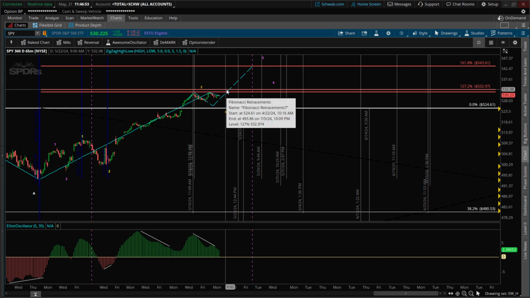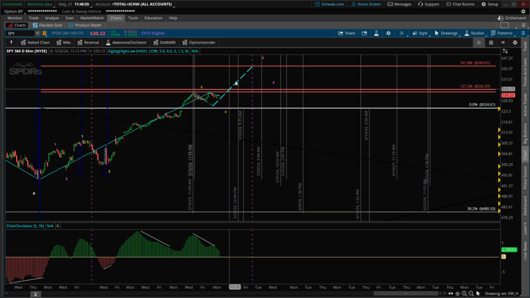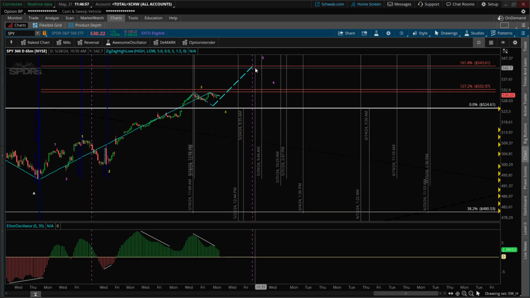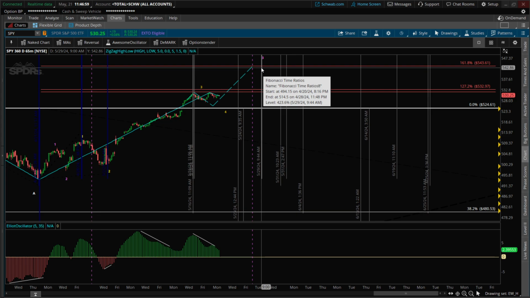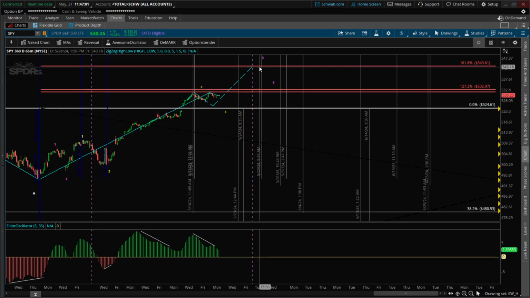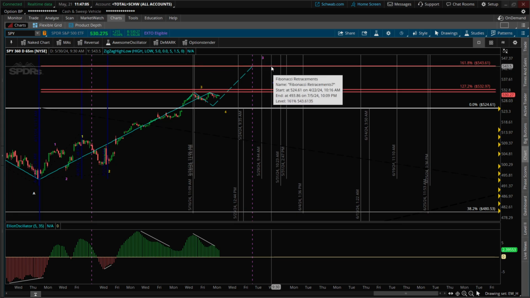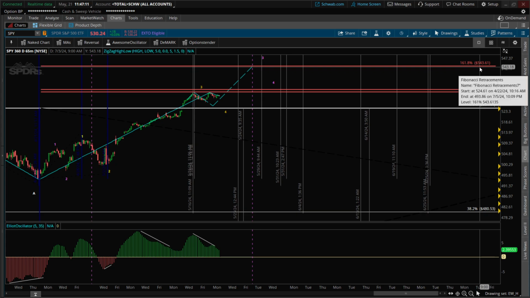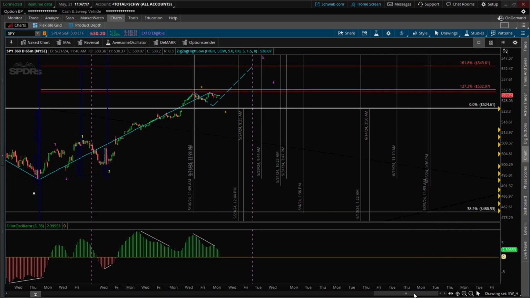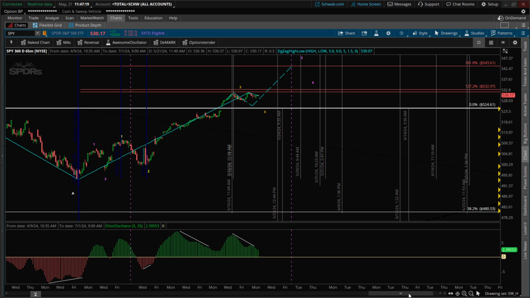We get above the 127, and we're looking at the 1618 up here at the 543. So that's right in the same target as those higher time frames. The 150%, we're looking at that 540 to 545. Okay, so that's how we create our zones. I think that's where we go in the near term before we have another correction.